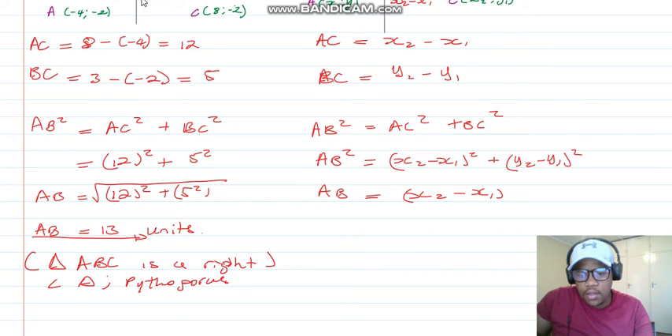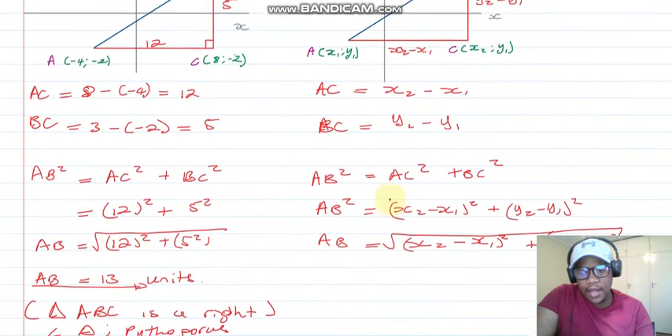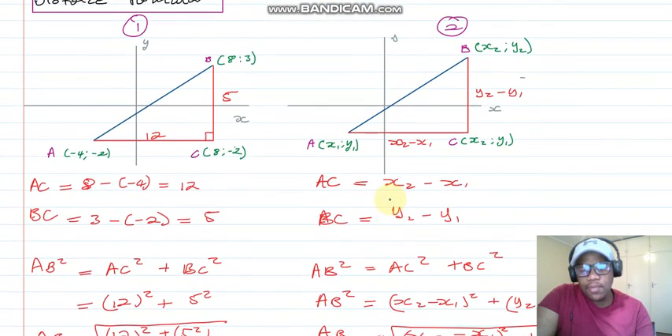So this is going to be the square root of x2 minus x1 squared, plus y2 minus y1 squared, right? And boom, we are done, right? We are done. So now, what does this mean, right?